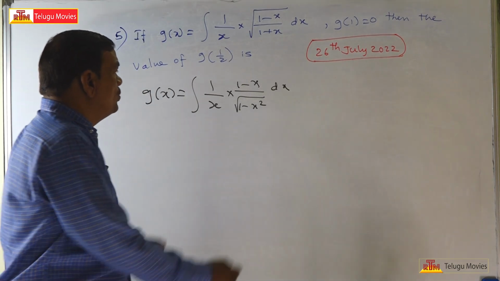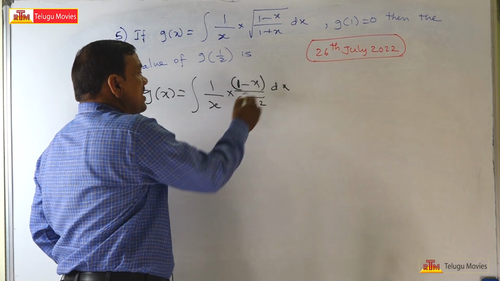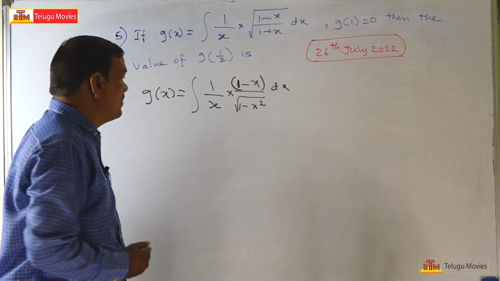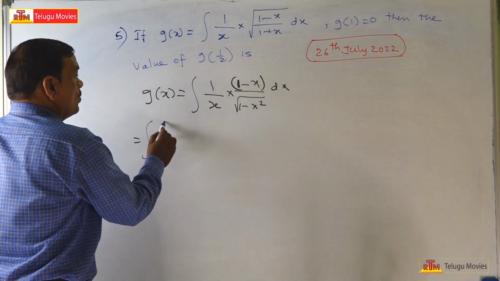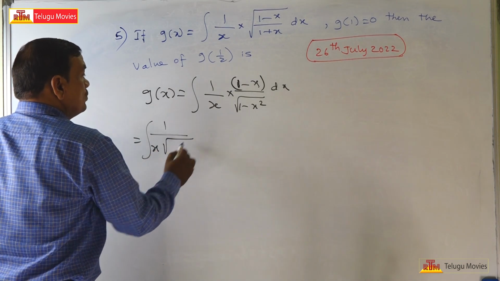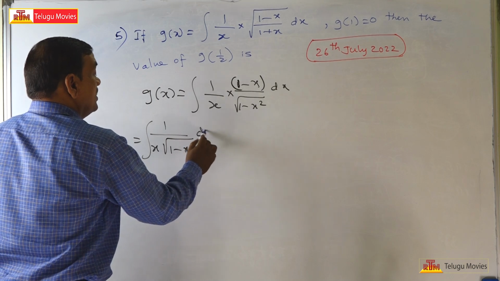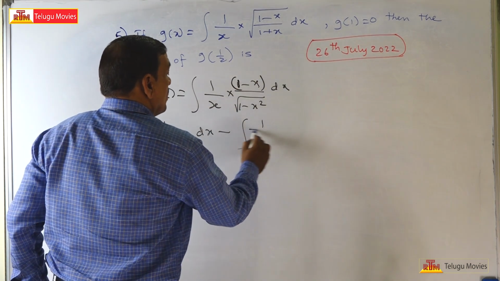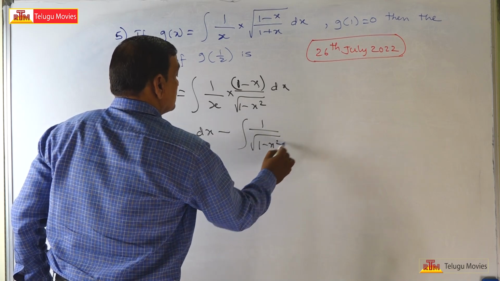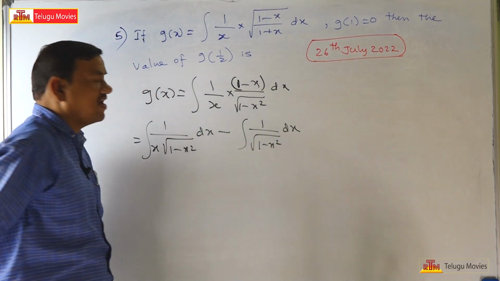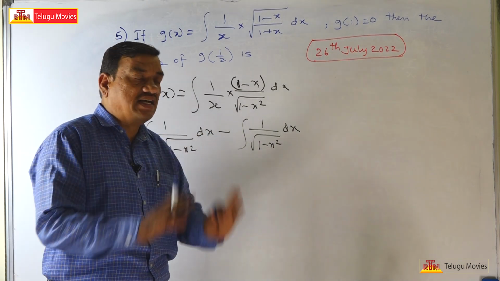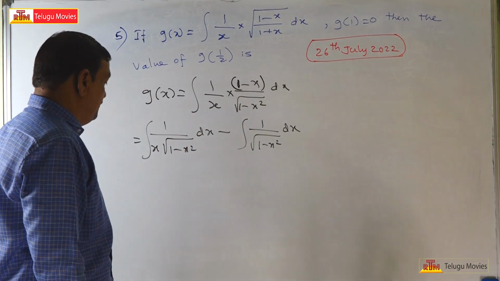Afterwards, we will separate. So this is a 1 minus x, so we separate it over x times root of 1 minus x square. So this is equal to the integral of 1 by x times root of 1 minus x square dx, minus the integral of, here x by x will get cancelled, 1 by root of 1 minus x square dx. Very nice. So this is equal to sine inverse of x. Anybody can say that.